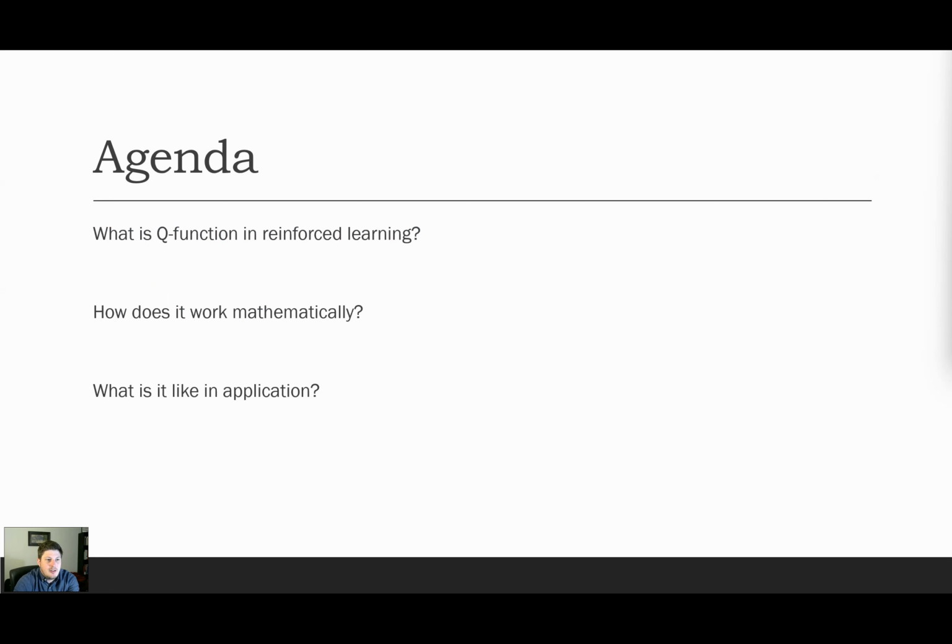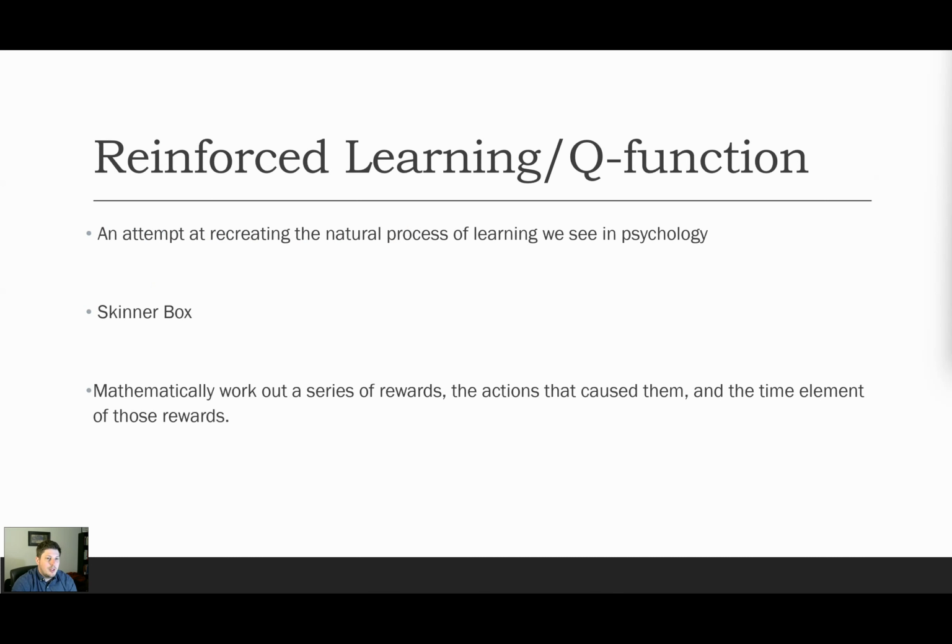So the agenda is very simple. First, we're going to talk about what the Q function is and what reinforcement learning is. Next, we're going to go into the mathematics behind it. How does the entire thing work out mathematically? And then finally, we're going to look at a couple of different applications of how you could go about using this sort of learning.